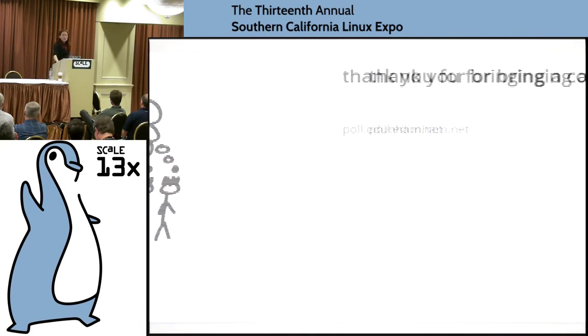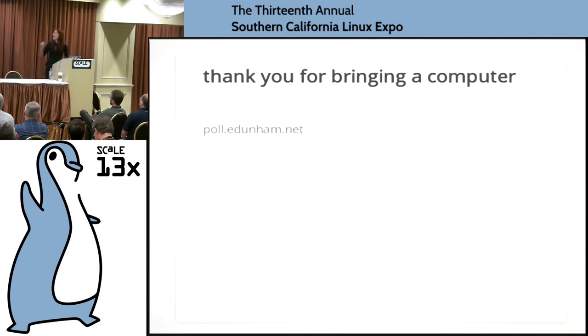Now we're going to have a poll. Thank you for bringing a computer. Please, if you have a thing with a web browser, pull it out, seriously, and go to poll.edunham.net. And if you're one of the many, many people who knows about depth first search and didn't raise your hands, tell me, just like in a sentence in the text box, what it is and how it works or how you'd implement it.